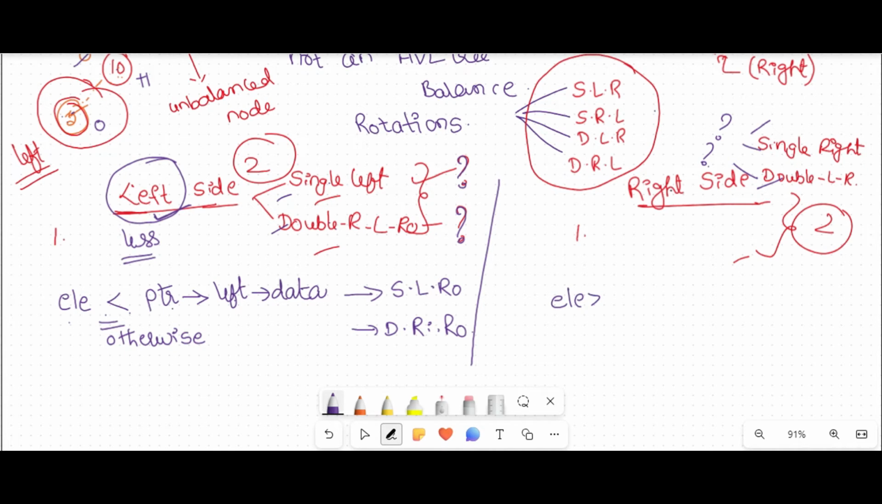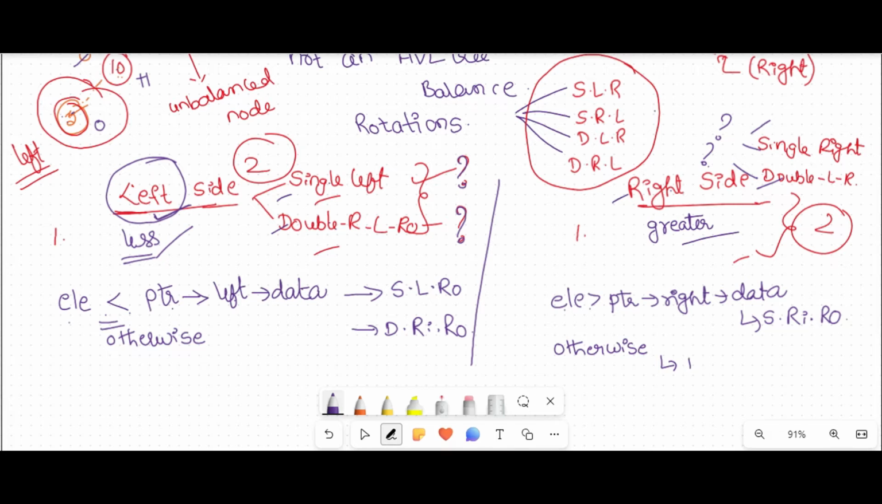Element on the right side means it is a greater number na. As you know, by this search tree, if it is less we will insert on the left side, if it is greater then we will insert on the right side. So if the element is greater than PTR's right of data, if this is satisfied, then apply single right rotation. Otherwise, apply double left right rotation.